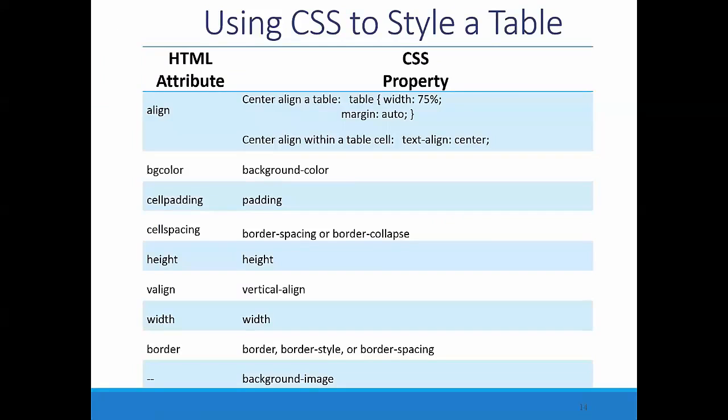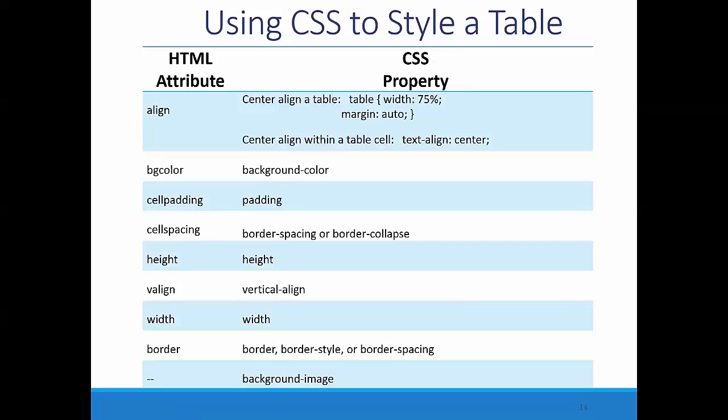There's a table in your textbook that talks about the older HTML attribute and then the CSS property that corresponds to it. If I want to align my table, I can center align it, or I can center align within a table cell. So if I want to align text in a cell, for instance, text-align: center, that's the property-value pair. I can specify background color, padding, border spacing.